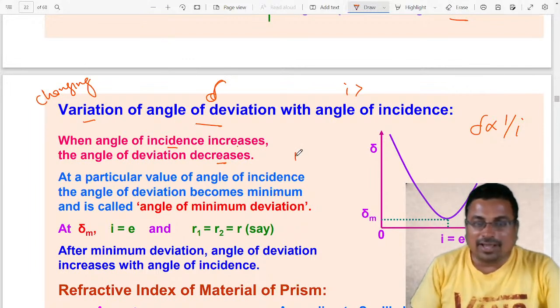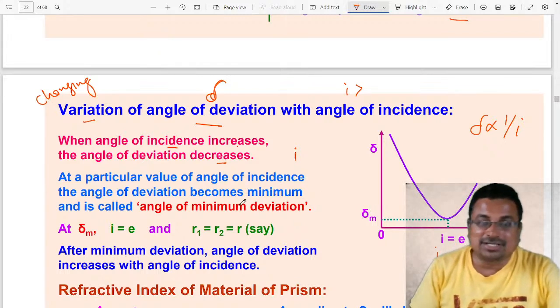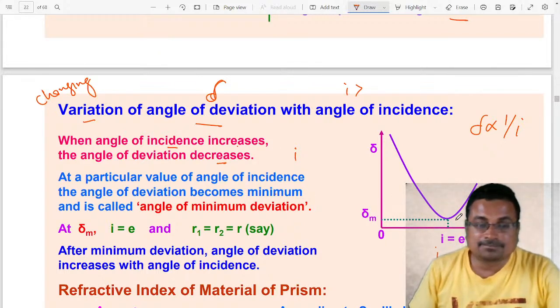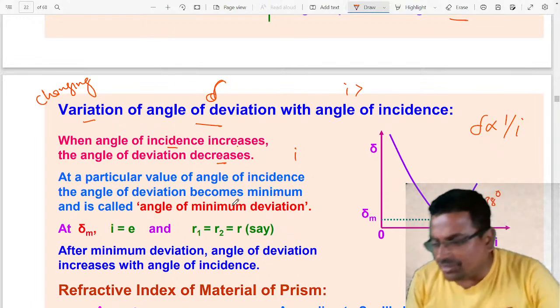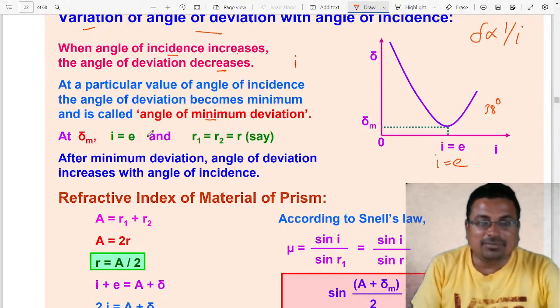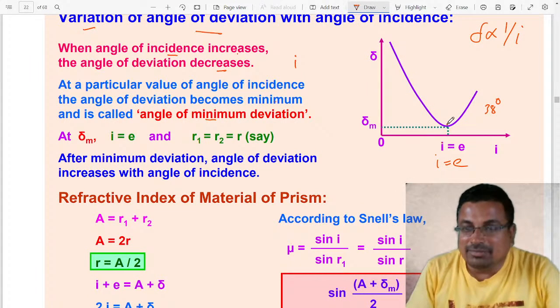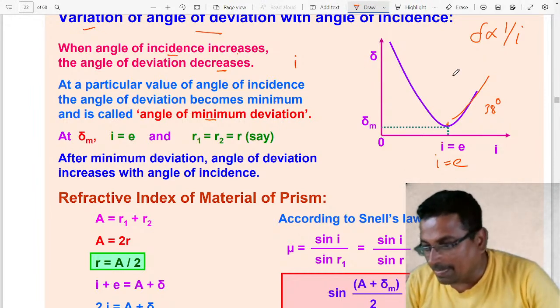At a particular value of I, the deviation angle becomes minimum when I is equal to the emergent angle. At that particular angle of I, the deviation angle is very small, minimum. So that is called the angle of minimum deviation. After the minimum deviation, the angle I keeps increasing.